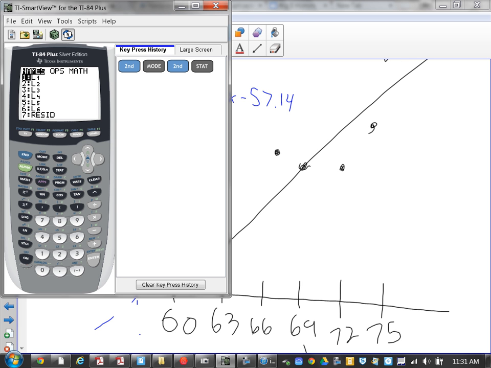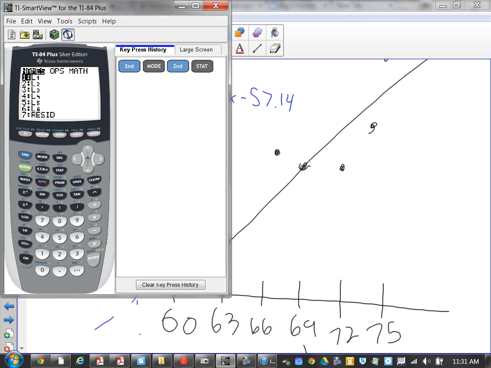Now the calculator does it a little bit differently. The calculator is going to find a better correlation than what we can do by hand. So we're still working on the first problem? No, I'm just showing you another way to do it. Go to your list.